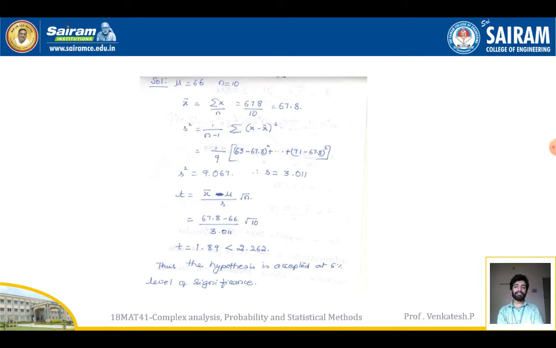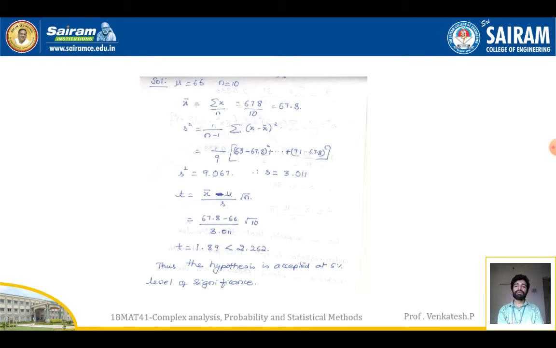So it will be equal to 678 by 10, which is 67.8. Now we have to estimate the standard deviation also. The standard deviation is given by s square equals 1 by the degree of freedom times summation of xi minus x bar whole square. On finding the difference between x and the obtained mean x bar, squaring it, summing all the values, and dividing that summation by the degree of freedom 9, I will have s square is equal to 9.067 and the value of s will be equal to 3.011.